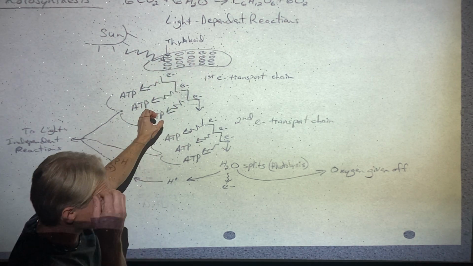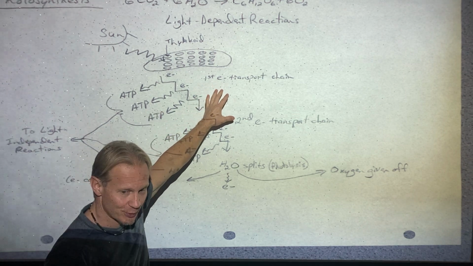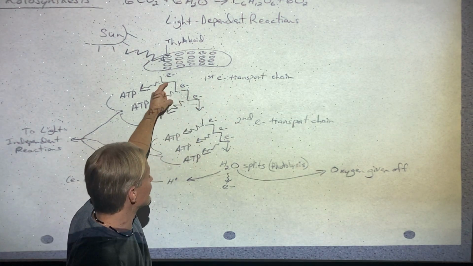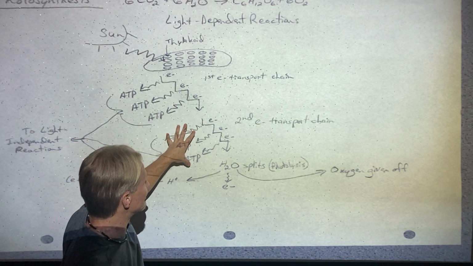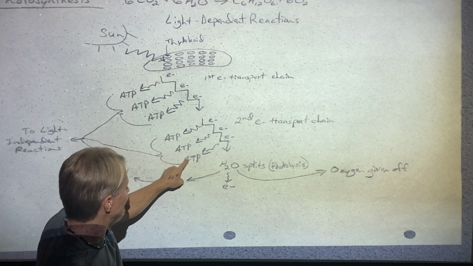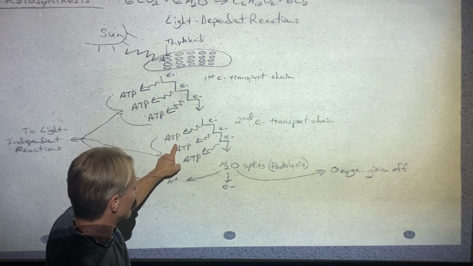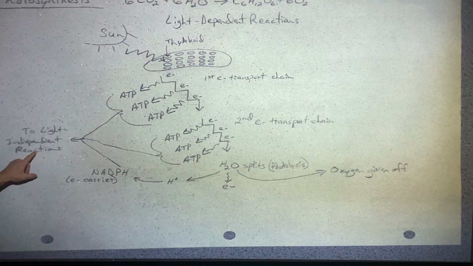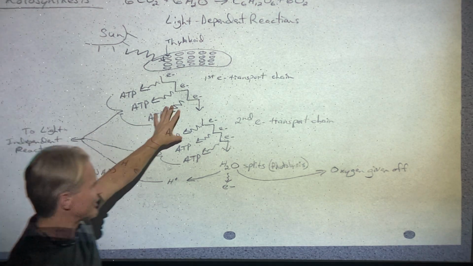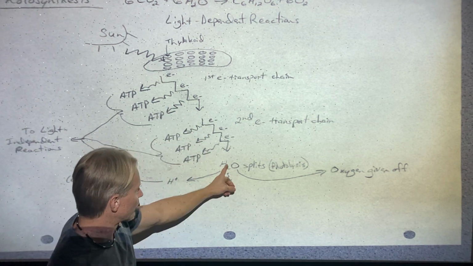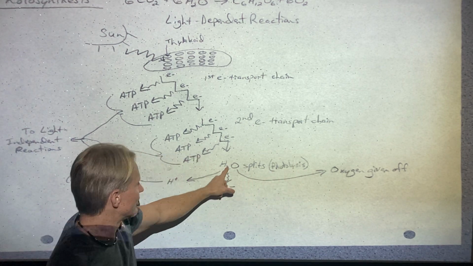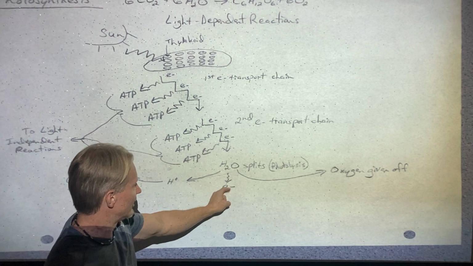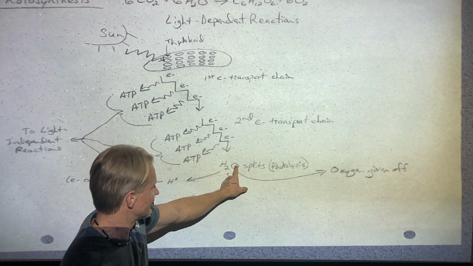Okay? There's actually two electron transport chains where electrons kind of fall down this ladder and release their energy. And as they release their energy, they make this ATP. Okay? And that's going to go over to the Calvin cycle, the light-independent reactions. At the end of this cycle here, we're going to split water. It's called photolysis. So water is going to split, and we're going to release the oxygen, okay?